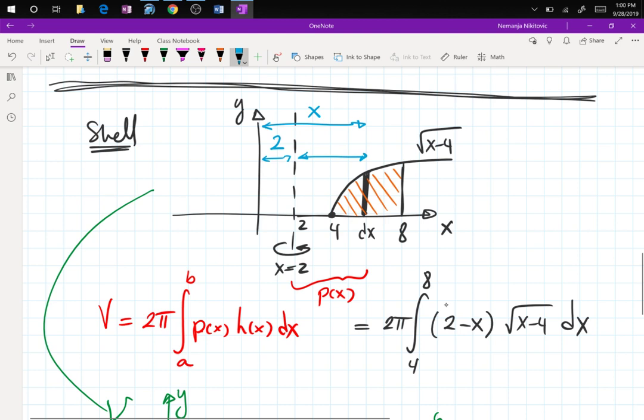So to shift everything to the left, this difference over here is x minus 2, but you're moving everything to the other side. So it's 2 minus x. Okay, because you're going to the right? Because you want to measure your p of x. Your p of x is always in between the axis of rotation and the dx. Right.